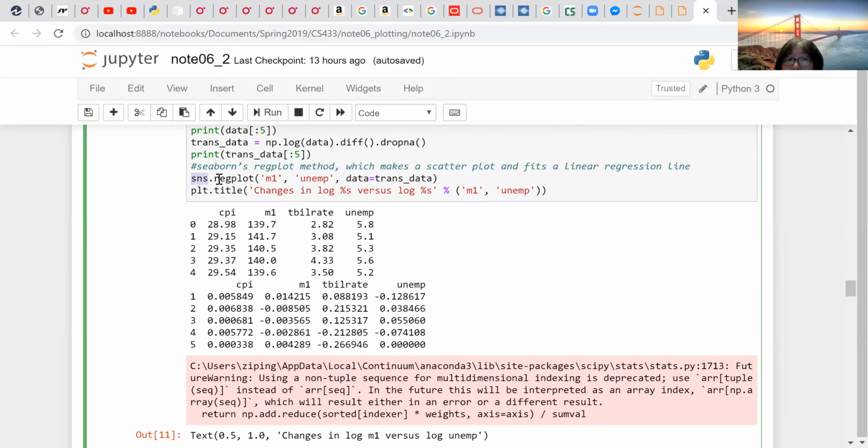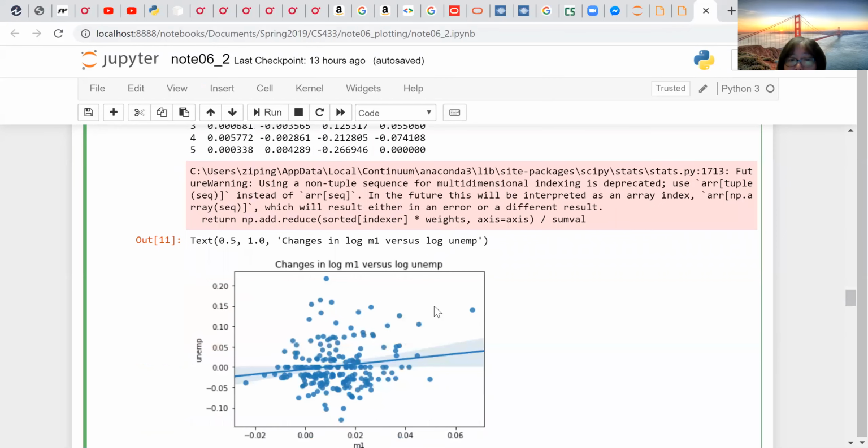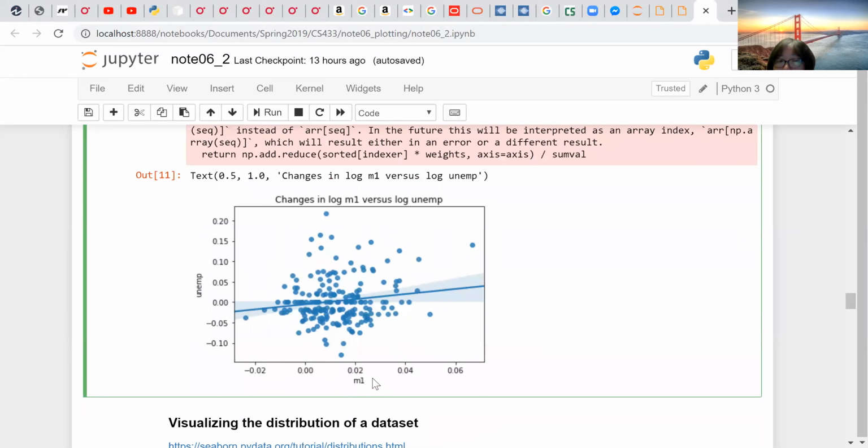And then we are going to do the Seaborn plotting. Here, we pick M1 versus unemployment rate for our Seaborn plotting. The result is going to be a scatter plot and a linear regression line, okay? So this is the Seaborn plotting: M1 versus the unemployment with scatter and the linear regression, okay?